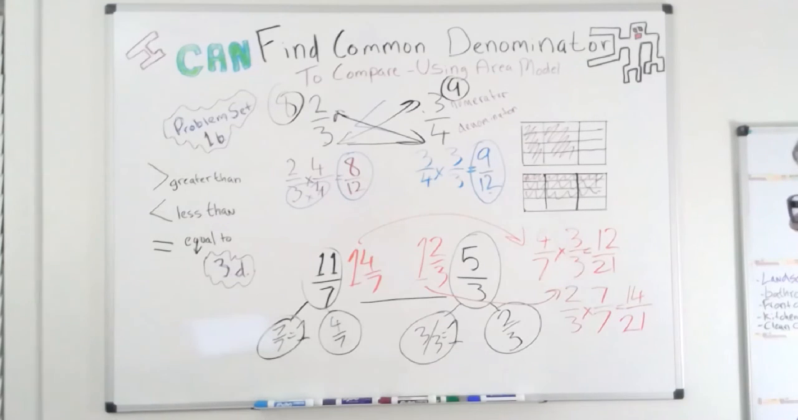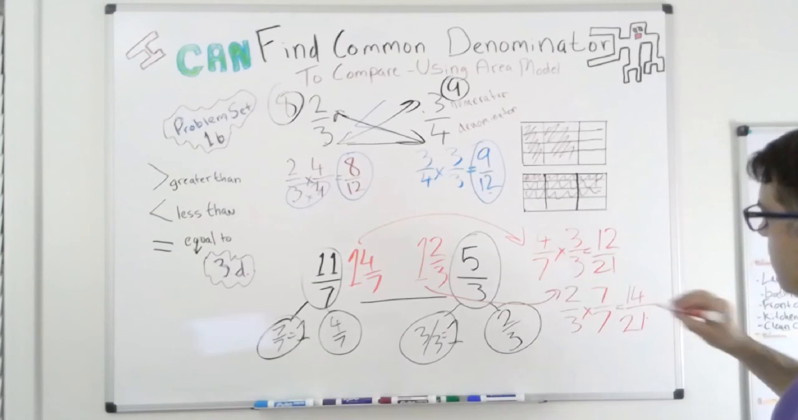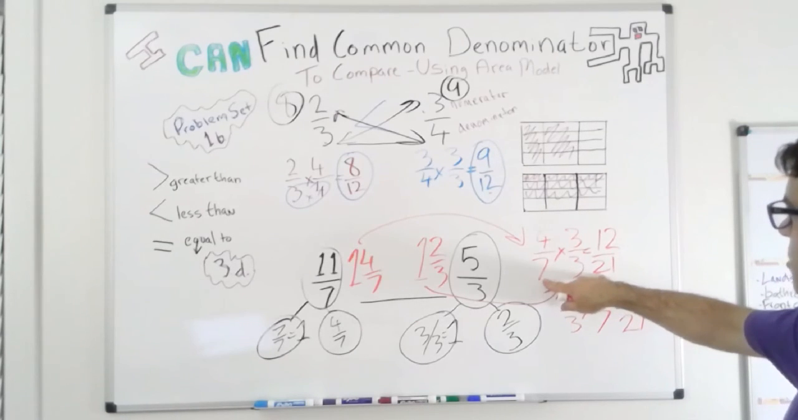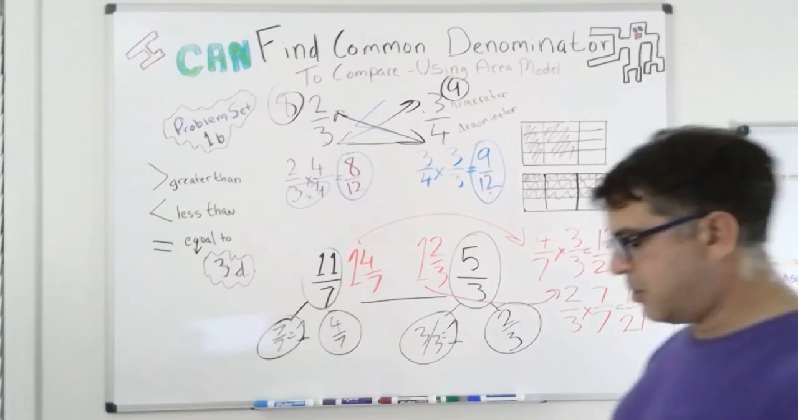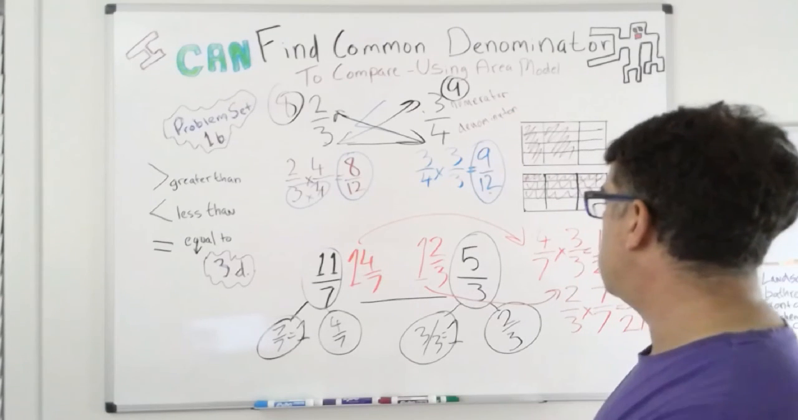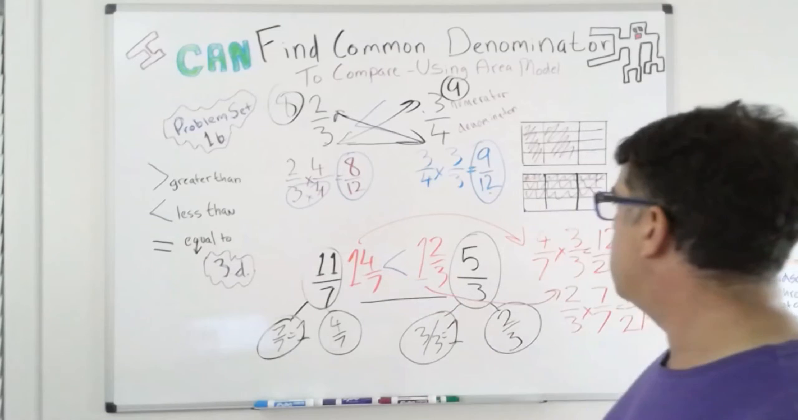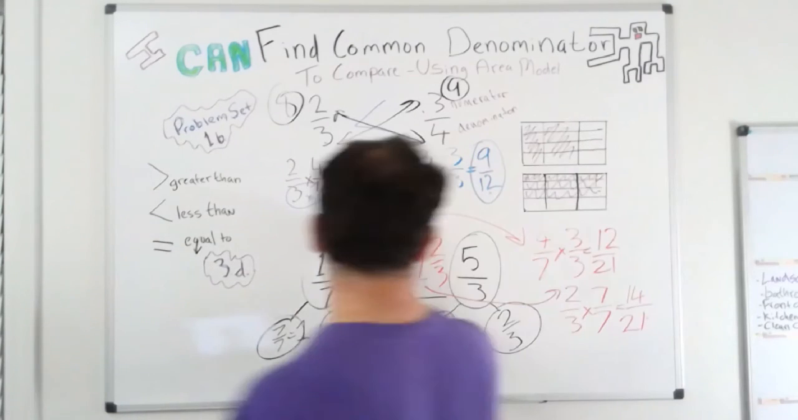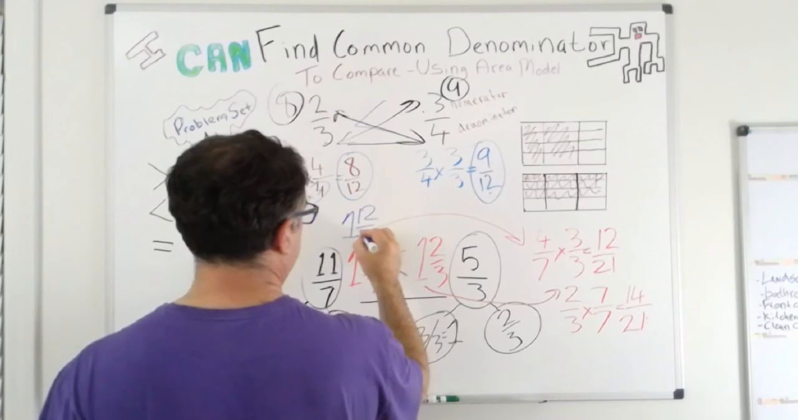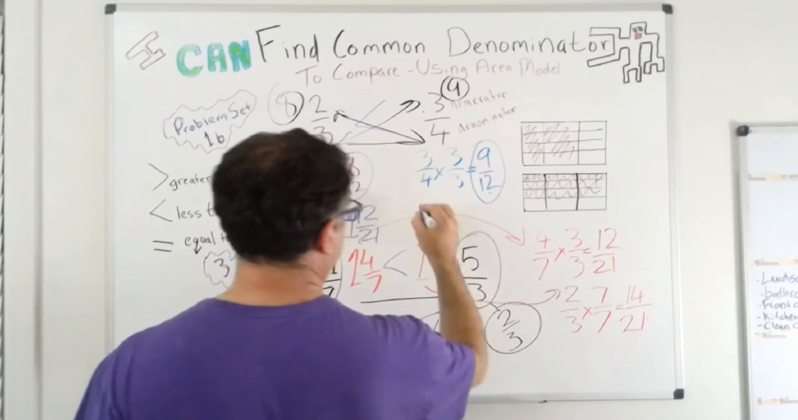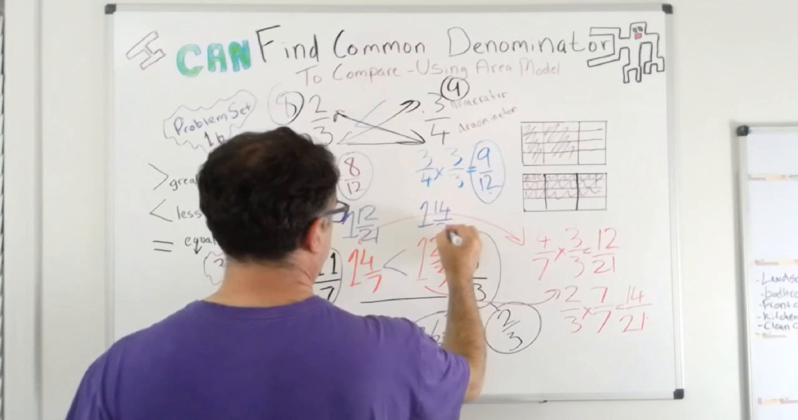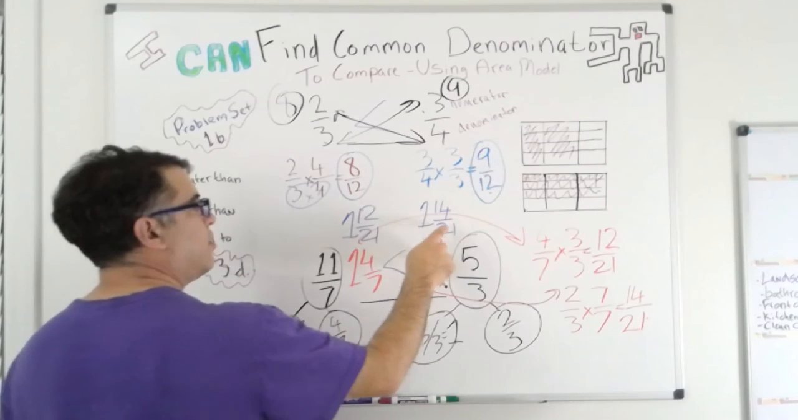So now I'm comparing 12/21 over 14/21. The 12/21 is smaller than 14/21. 4/7 is equal to 12/21, and 2/3 is equal to 14/21. That means it's going to be less than. Okay, so that's 1. This is really called 1 and 12/21, and this is really called, instead of 1 and 2/3, it's 1 and 14/21. Okay, this is smaller than this mixed number.